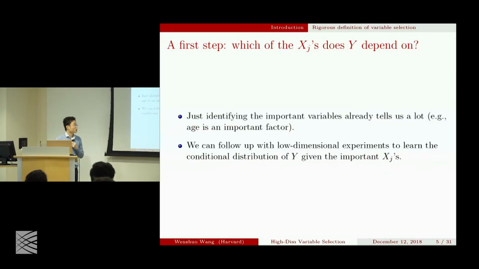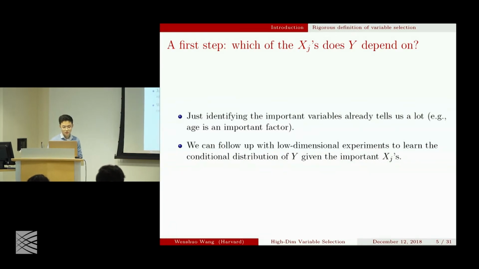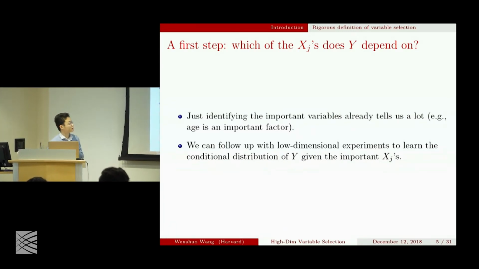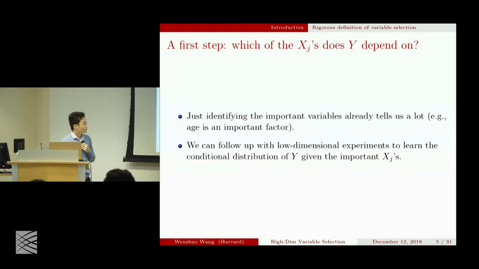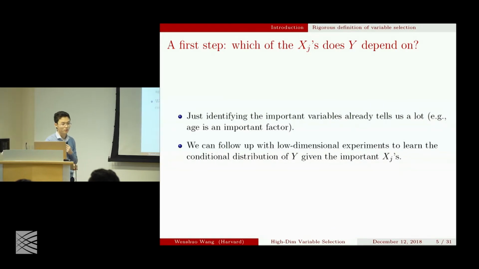Okay, since we know it's almost impossible to directly infer f(y) given x, our first step would be to ask which of the xj's y depends on. This is a very important question, because even just identifying the important variables already tells us a lot about the distribution and the question we're studying. For example, if we know that age is an important factor, that already tells us a lot. And if we know there's a set of xj's that y depends on, then we can follow up with some low-dimensional experiments to learn the conditional distribution of y given those really important x's. Now it becomes a much lower dimensional problem, so that's going to be easier.